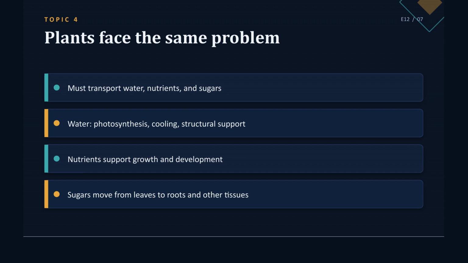And sugars, made in the green photosynthetic tissues, must be carried to the parts of the plant that cannot make their own. So the general traffic runs in two directions. Water and nutrients travel up from the roots, while sugars move out from the leaves to roots and other non-photosynthetic tissues. Same fundamental challenge as the animal, a completely different toolkit.